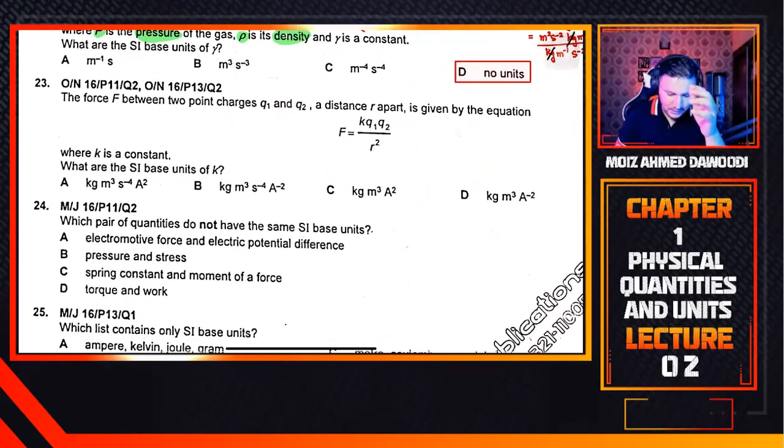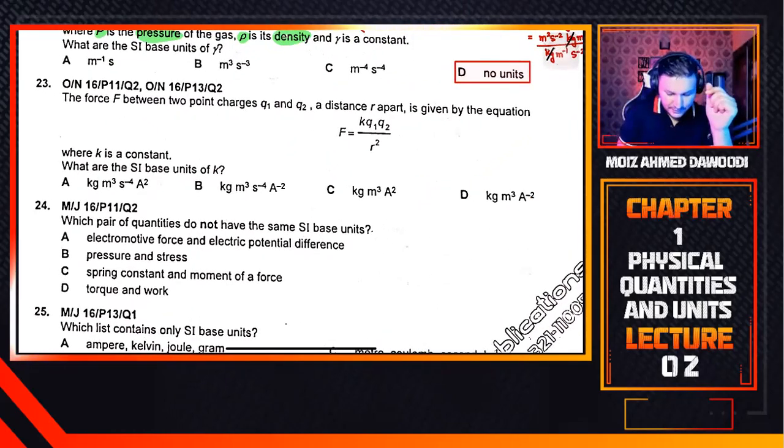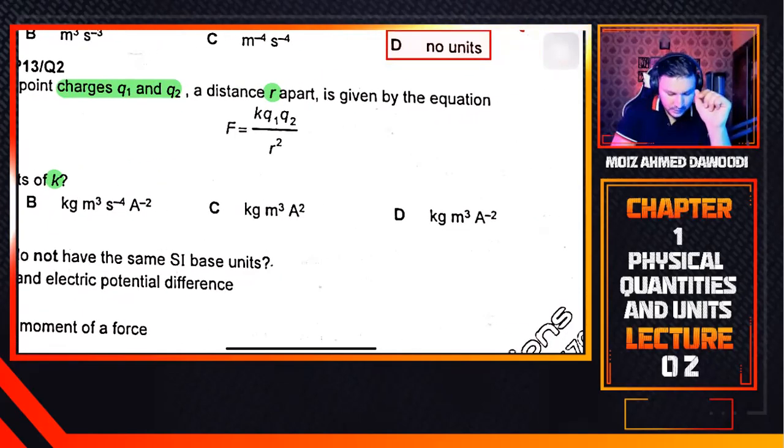So the force F between two point charges Q1 and Q2 which are r distance apart. You will study a law in A2, Coulomb's law. This is its equation, where K is a constant. What is the SI base unit of K? First of all, make K the subject. So K will be F r^2 upon Q1 Q2.